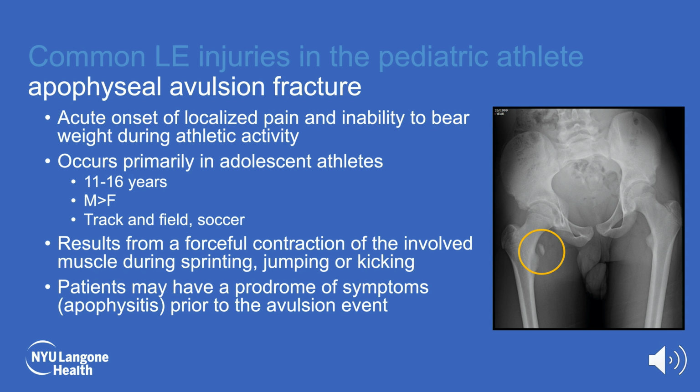Looking specifically at the hip, I wanted to start with apophyseal avulsion fractures, which is a quintessential pediatric injury. So this is characterized by the acute onset of localized pain and inability to bear weight that happens during athletic activity. Primarily, it occurs in adolescents aged 11 to 16. It's more common in males and especially in track and field, especially in the jumpers and sprinters, as well as soccer players. It results from a forceful contraction of the involved muscle that occurs during sprinting, jumping, or kicking, and kids may have a prodrome of symptoms, which we call apophysitis, prior to the acute avulsion event.